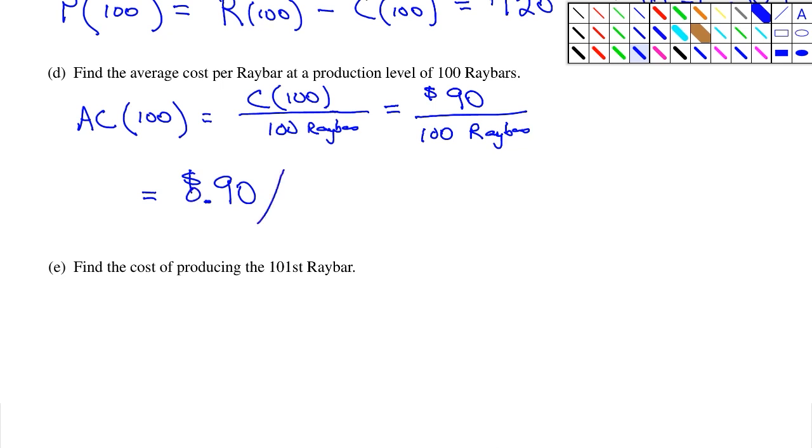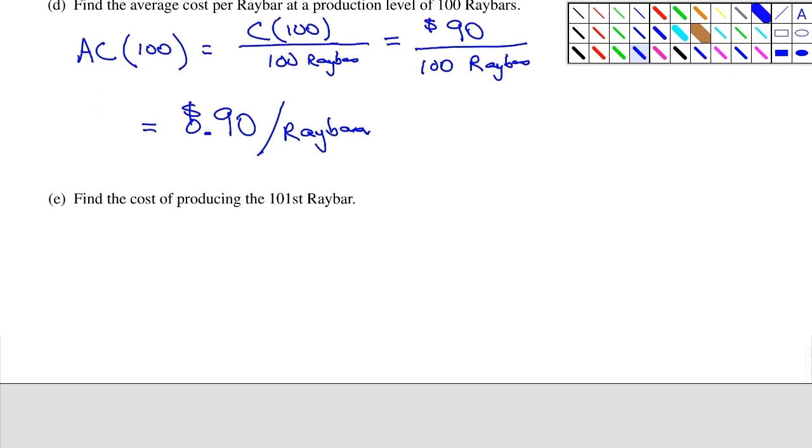per ray bar. Now here's the thing about an average. The average is dollars per something, right? So it costs on the average 90 cents per ray bar when we make 100 of them at a time. If we make more ray bars, then the average is going to go down because of our fixed cost and stuff. Okay? So the average cost varies based on the production level. It's not a constant.